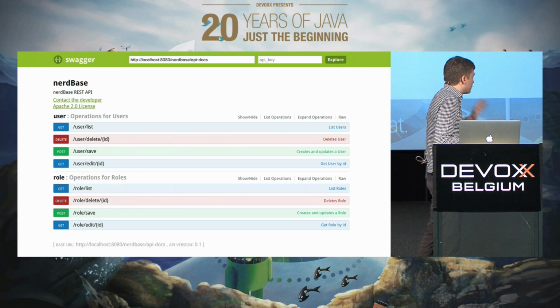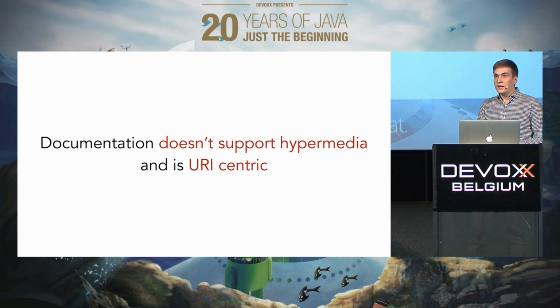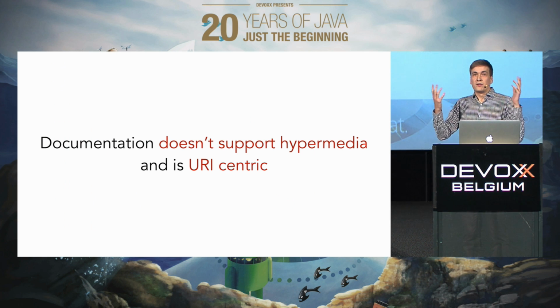Okay? So that's all nice, but when you want to go full REST, which is REST level 3, then you should think about hypermedia. Swagger doesn't support hypermedia, and hypermedia is really the glory of REST.